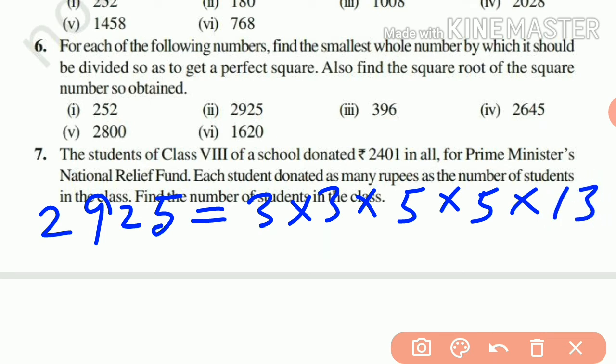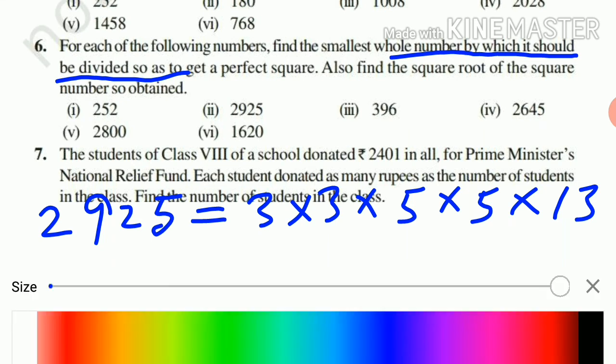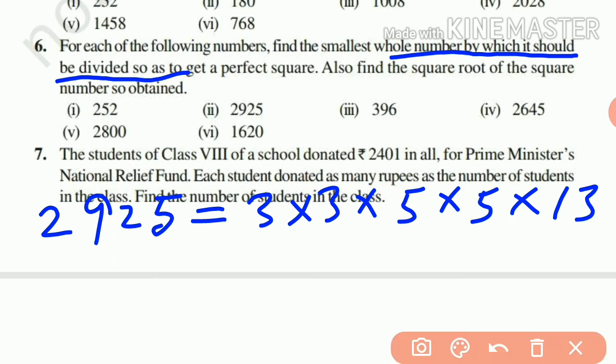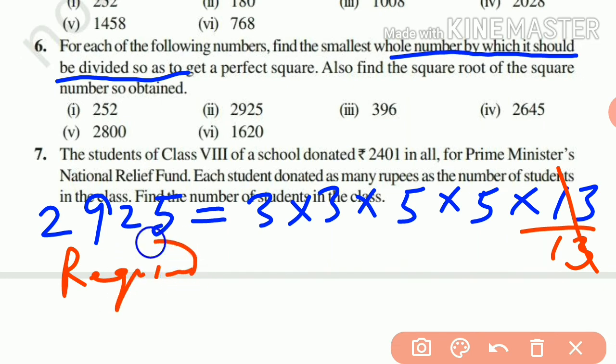In the question, the number by which it should be divided. So here when we divide this number by 13, then it will be cancelled out. So the required number by which we will divide is 13. This is one answer.